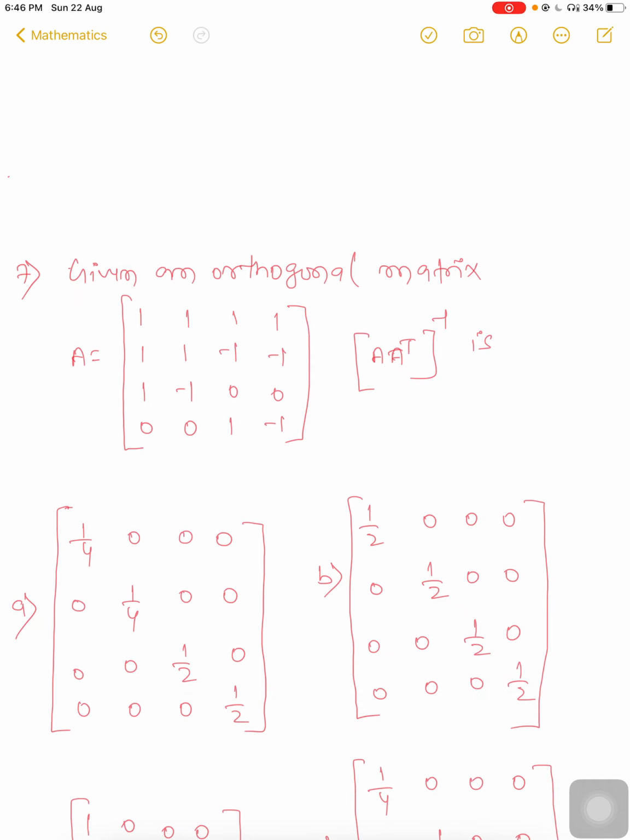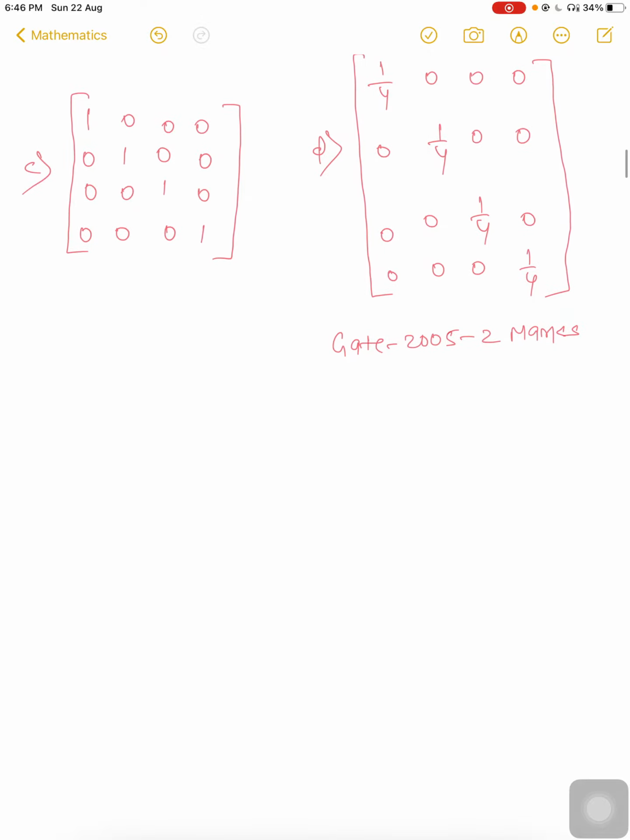Comes to next question. Given an orthogonal matrix A is equal to 1 1 1 1 1 minus 1 minus 1 1 minus 1 0 0 0 0 1 minus 1, and A transpose inverse is. We have to find out the A and A transpose inverse.